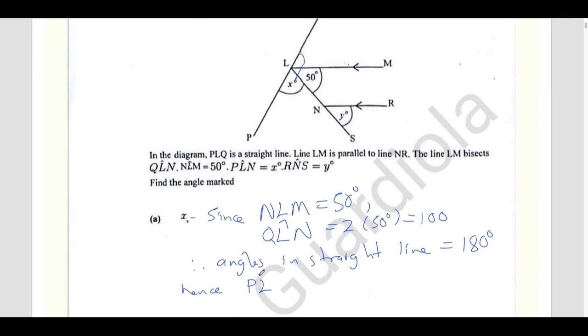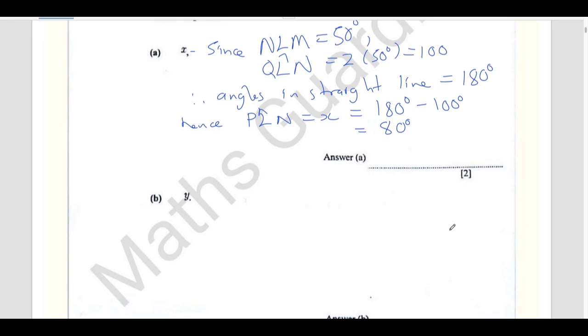Now, this is a very simple way to solve it, right? And you do not need to look too far to get answers for this one. So our answer to find x, which is equal to PLN, is simply 180 minus 100, giving us 80 degrees. Okay, so x is equal to 80.